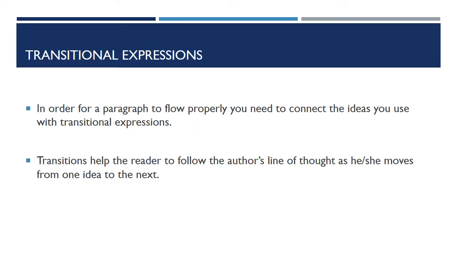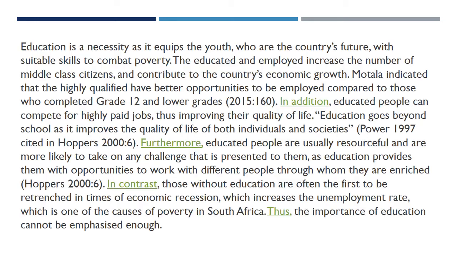In order for a paragraph to flow properly and to help the reader, you need to connect the ideas you use with transitional expressions. Transitions are going to help the reader to follow the author's line of thought as he or she moves from one idea to the next. Let's have a look at this paragraph and see if we can pick out some of the transitional expressions. I've highlighted them in green and underlined them. The first one, in addition. In addition tells us we're going to be giving more information now, so we can expect to have another reason why education is a necessity.